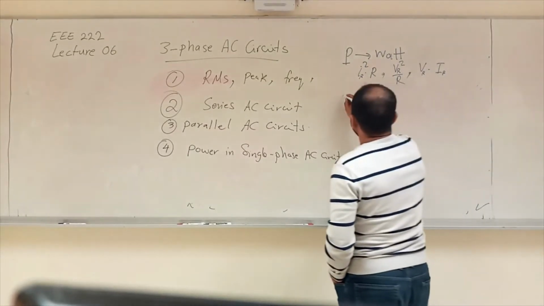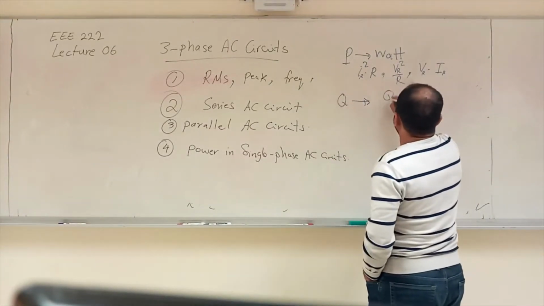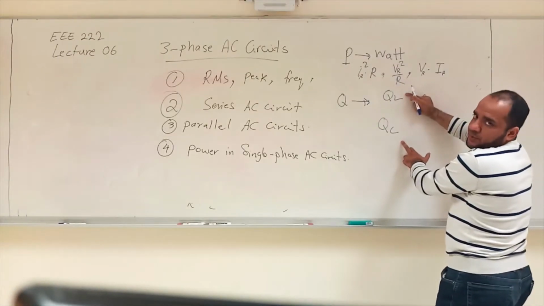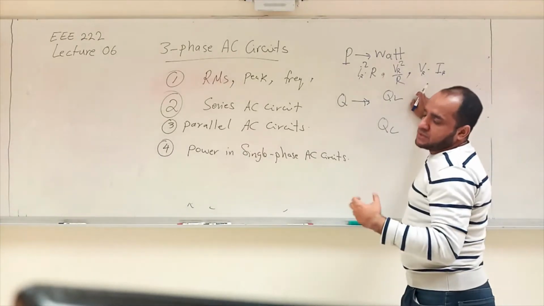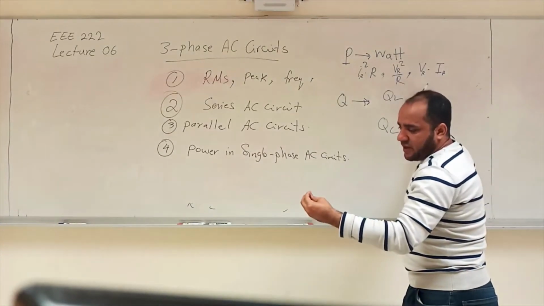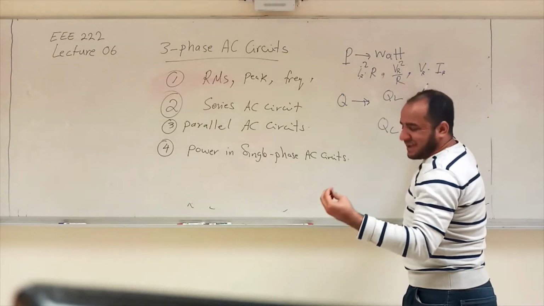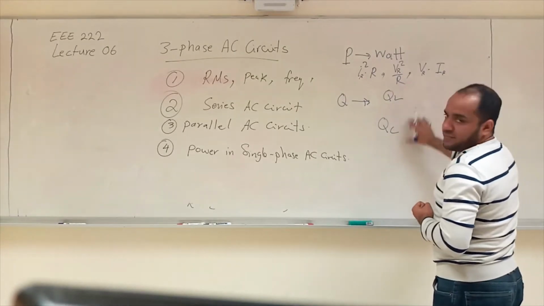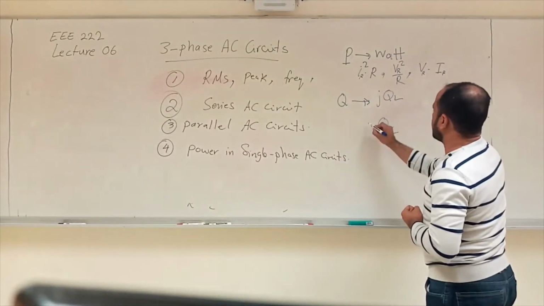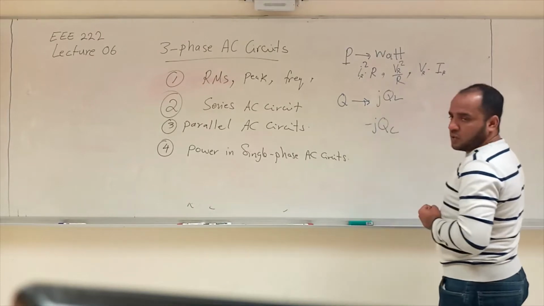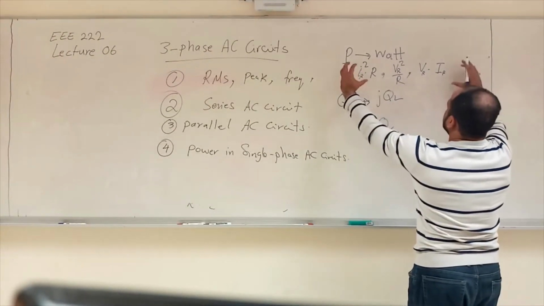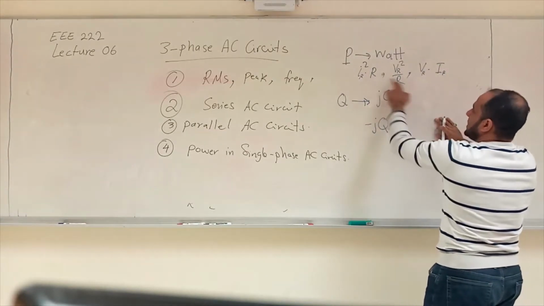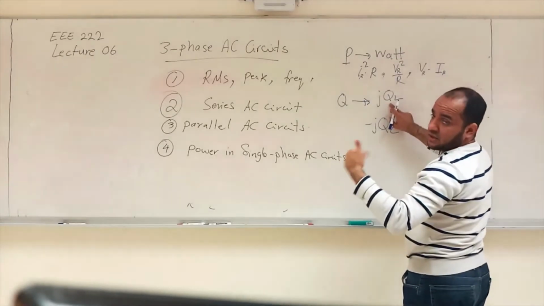Okay? Q could be QL or QC. So this is the reactive power that is absorbed by the imaginary element, the inductive impedance or capacitive impedance, XL and XC, right? And remember, these are imaginary numbers, so we typically use jQL minus jQC. In order to find the Q, we can use the same formulas here basically, but definitely not for R, because Q is not related to R. Q is related to either XL or XC.